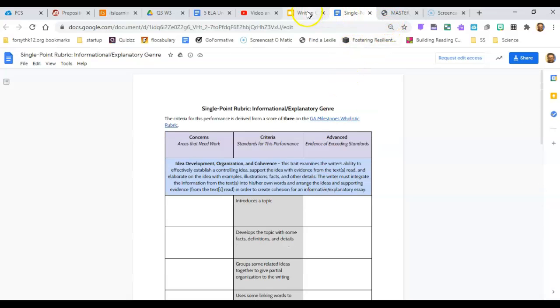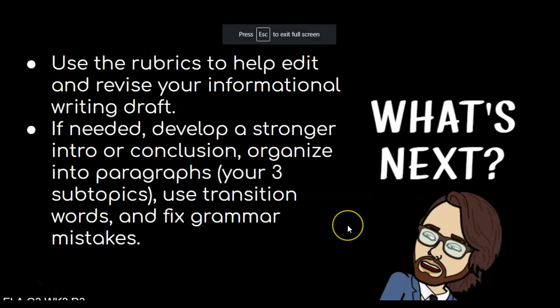Okay, and so as we look at this today, I want you to use these rubrics, however the wording helps you the most, to revise, fix up your informational draft. Your slides should have your final draft on there. You should be making those changes. If you have to, for instance, you're like, I used too much of the research, I used too much of the author's writing and not enough of mine, and I'm worried about plagiarism, or I didn't put things into paragraphs. I need to go back and regroup things into paragraphs, or I don't have an intro or conclusion. Whatever it is that you need to do, organize into your subtopics, transition words, grammar mistakes.